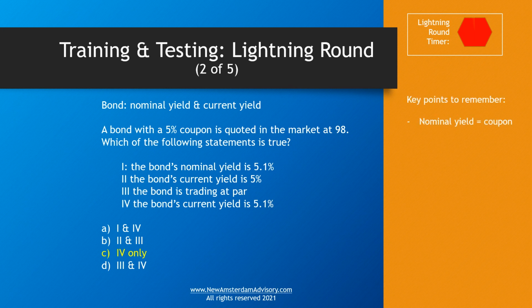So key points to remember: nominal yield is the coupon, the current yield is annual income divided by market value, and the yield and the price are inversely related. The yield goes up, the price goes down.